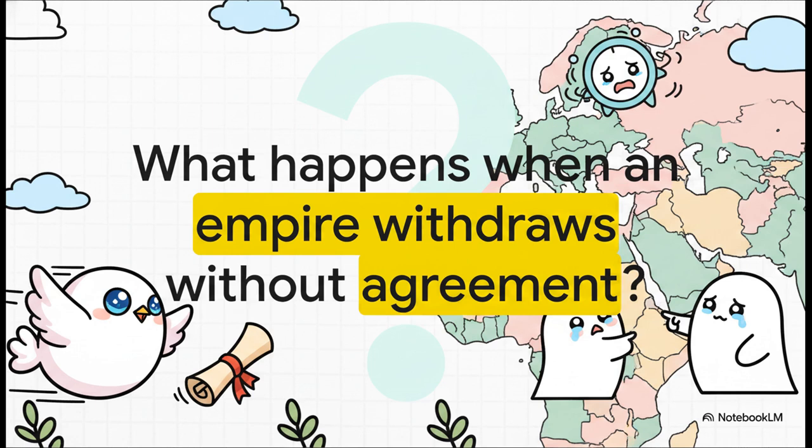I'm going to leave you with this final, provocative thought to chew on as you review your notes. When a powerful empire suddenly packs up and leaves an unresolved conflict behind, without any agreement in place that both sides accept, what do you think happens to the people left standing on the map? That's a huge question, and it's one that history continues to answer to this day.